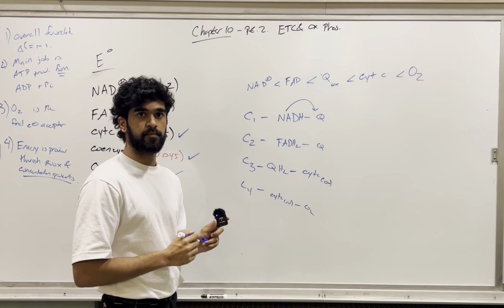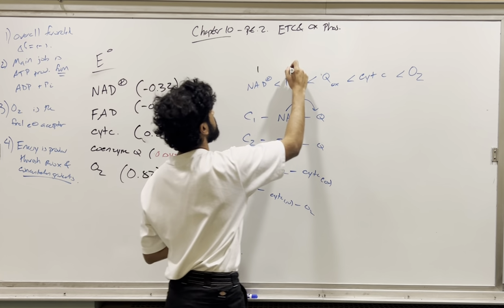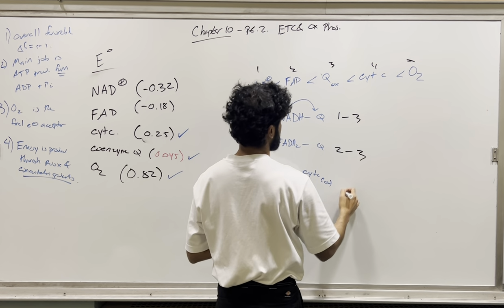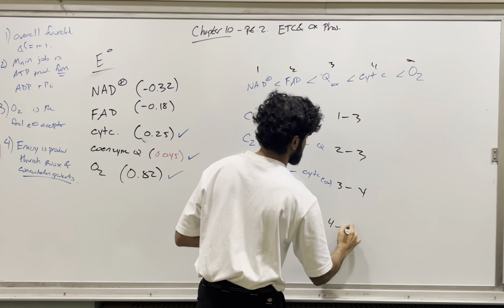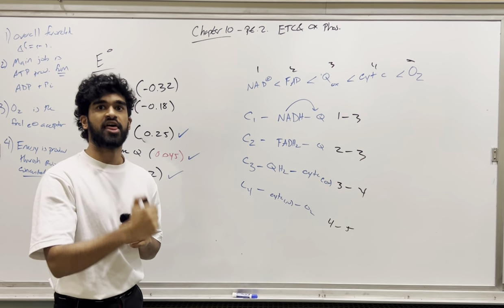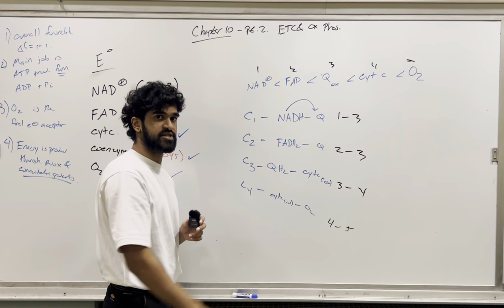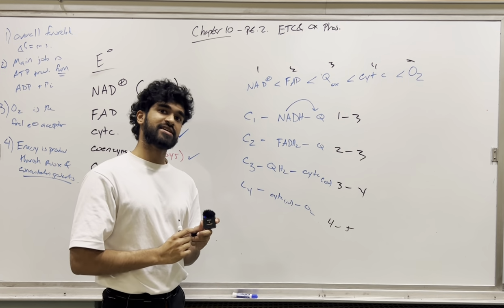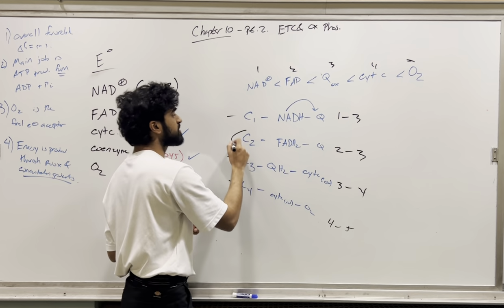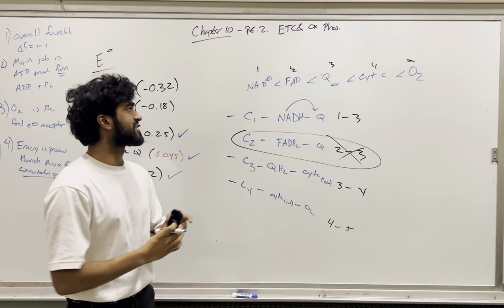The chain goes in order of towards more electrons. 1 to 3, 2 to 3, 3 to 4, 4 to 5. Each complex is more favorable than the last, with the exception of complex 2. And remember which complexes I said did the pumping of H plus? 1, 3, and 4. Complex 2 does not generate enough reduction energy to pump protons because these are too close together.